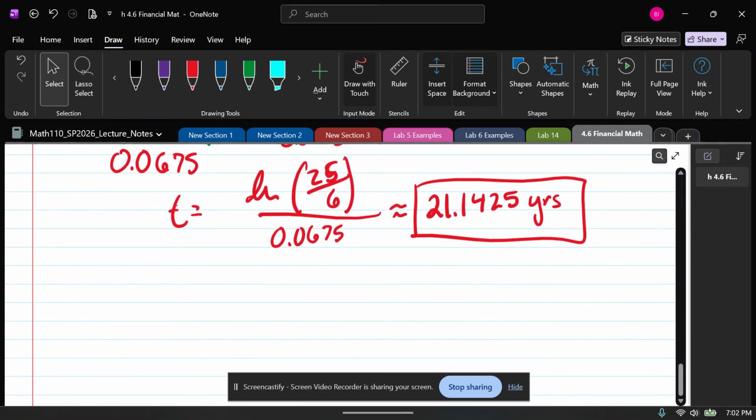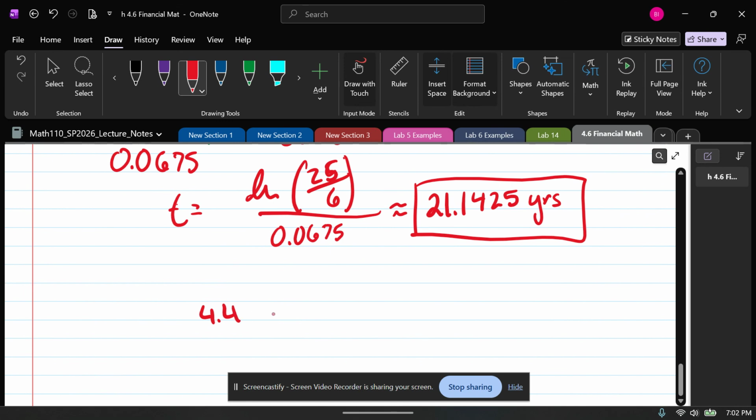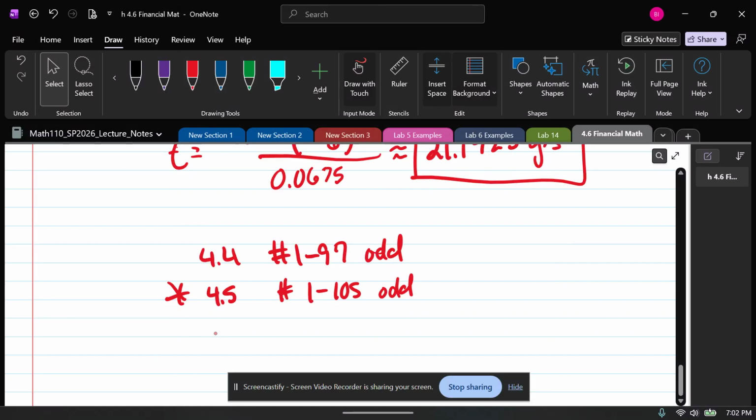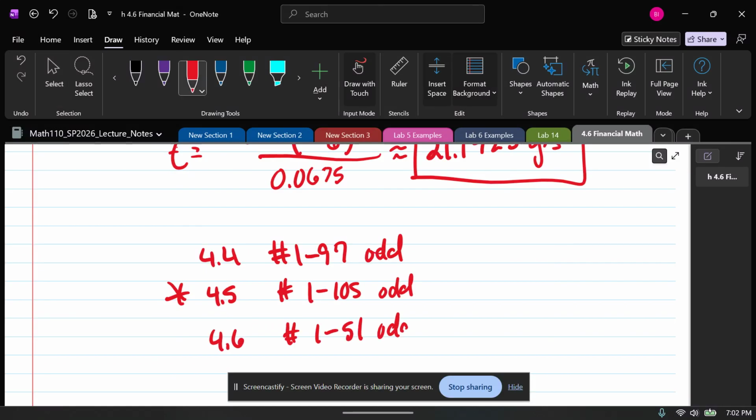All right, problems for 4.4, 1 through 97 out of the text. That's good practice. Problems for 4.5, 1 through 105. There's a lot in that. Remember, that's our tough section. And then 4.6, not as much stuff there. 1 through 51 odds, if you're looking at the textbook.